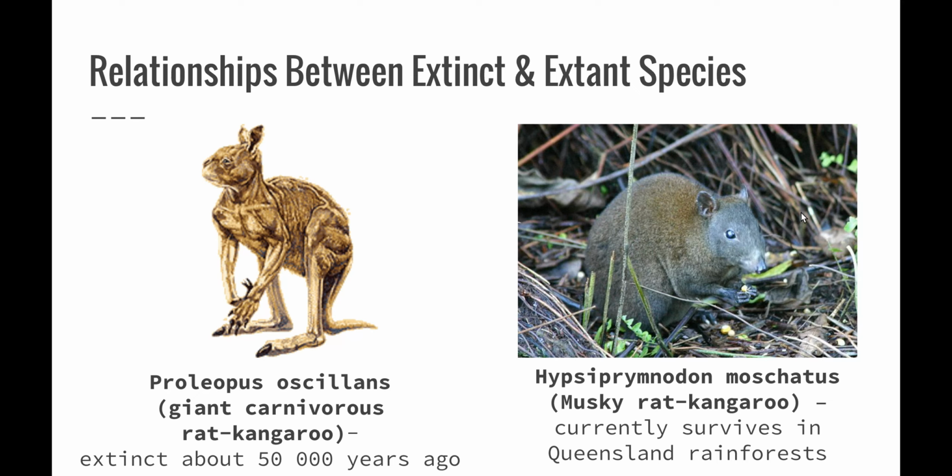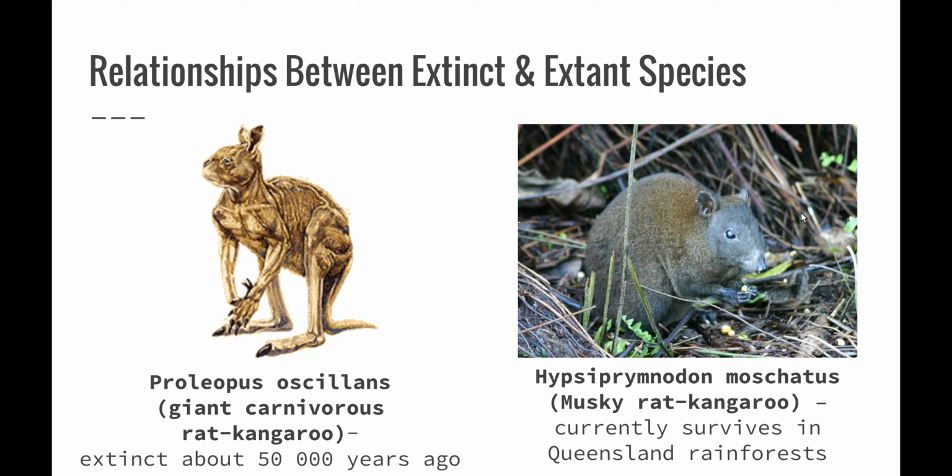So in particular here we have the Prolopis oscillans, which was a giant carnivorous kangaroo that existed until about 50,000 years ago. As we can see, it is extremely muscular. It's probably a little bit hard to get an idea of the size of this guy because we don't really have a reference image to go with it. But these would have stood much taller than the average kangaroo that we have now.